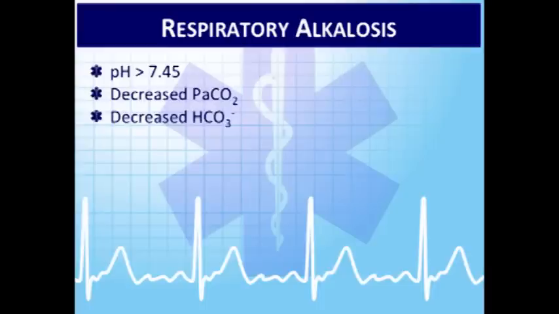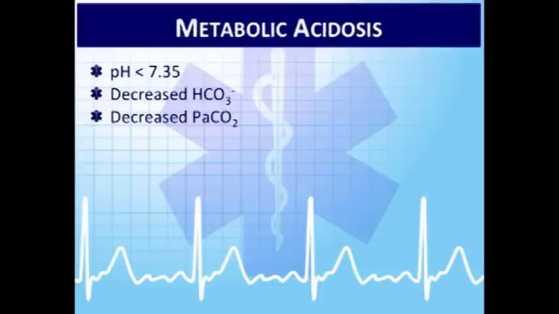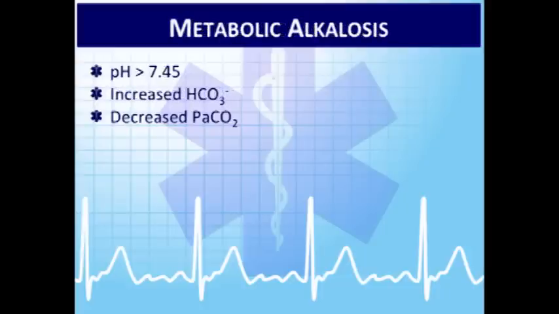A respiratory alkalosis is where the pH is above 7.45. My PCO2 is going to be low, and my bicarb is going to be low. For metabolic acidosis, my pH is below 7.35, bicarb is going to be low, and my PCO2 is maybe normal or low. And then metabolic alkalosis. So pH is above 7.45. I look at the bicarb and the CO2 levels. If the bicarb is elevated and my pH is elevated, that is a metabolic alkalosis.